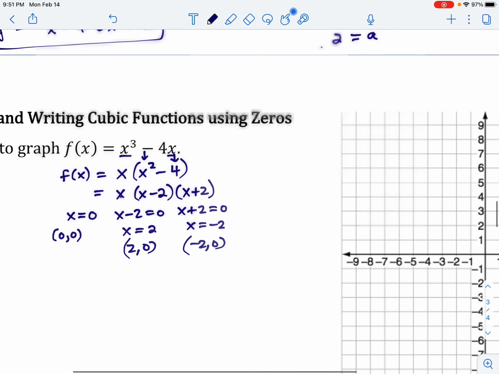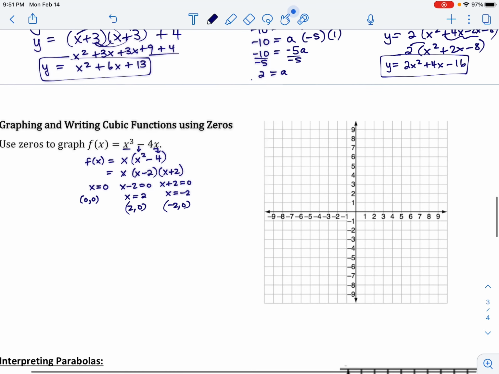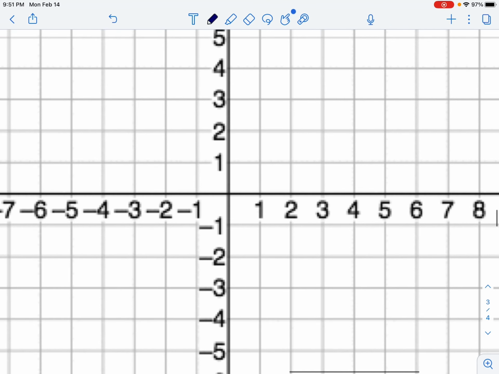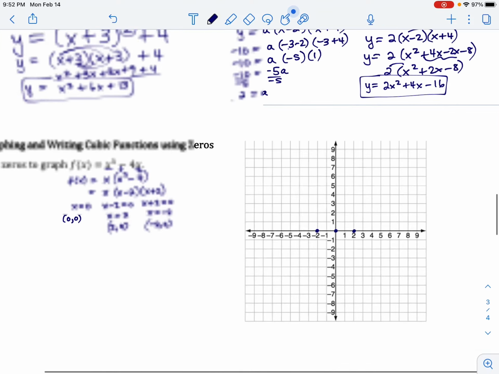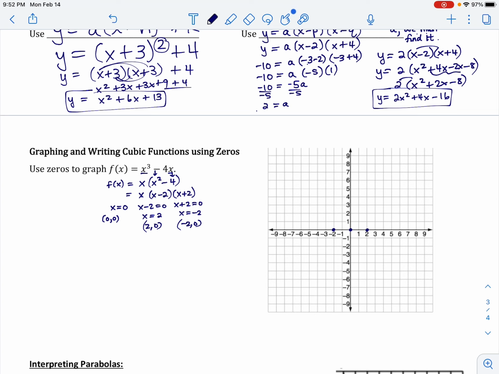So let's plot those points on the graph because we need to graph the function. So 0, 0, negative 2, 0, and 2, 0. Well, we have 3 points that are on the x-axis. What good is that going to do us to make a graph? Well, it's not yet, but we still have a few things that we need to do first before we can finish our graph.